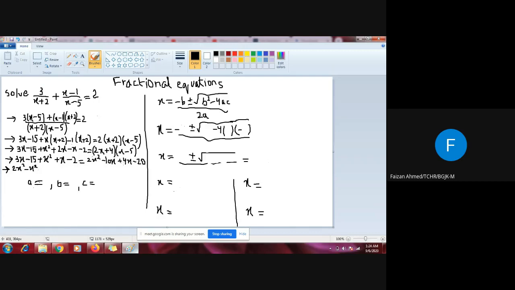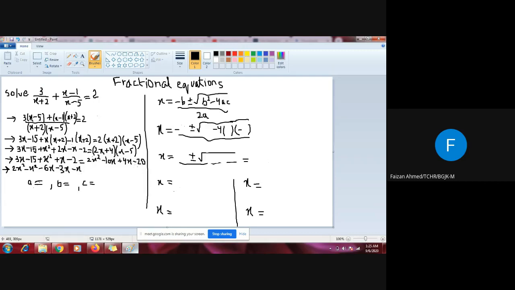Minus 10x plus 4x will be minus 6x. So I'm writing this minus 6x over here because I am shifting this side to that side. So this will be minus 10x and plus 4x will be minus 6x, and then this is positive 3x. When it moves to the other side, it will become negative, and this is again positive x, so it will move to the other side and become minus x.